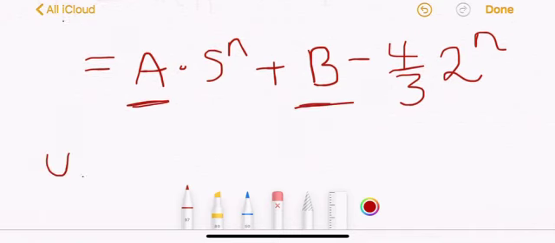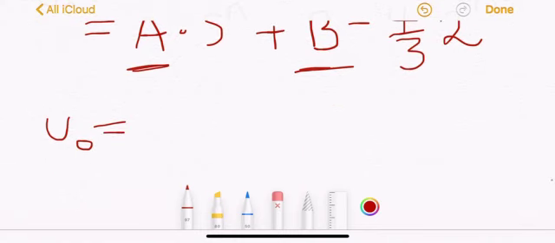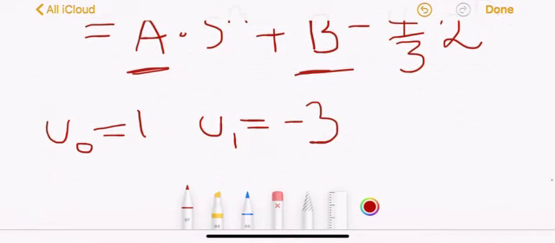So for example, if you knew that u_0 were equal to 1 and u_1 were equal to minus 3, you could substitute in that information and use that to calculate A and B. But I'm not going to do that now.